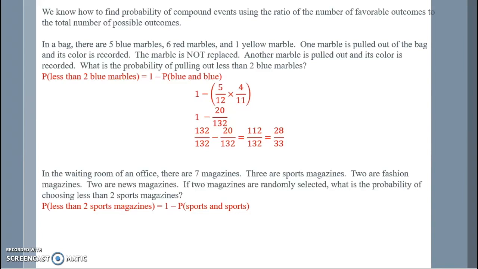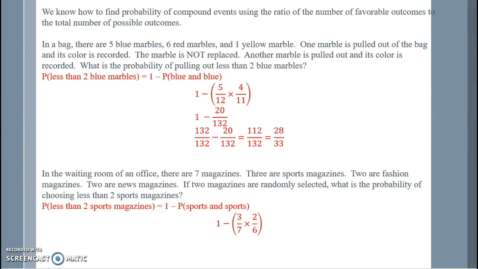In the waiting room of an office, there are 7 magazines. 3 are sports, 2 are fashion, 2 are news. If 2 magazines are randomly selected, what is the probability of choosing less than 2 sports magazines? Well, then the opposite would be the complement. So 1 minus sports and sports.